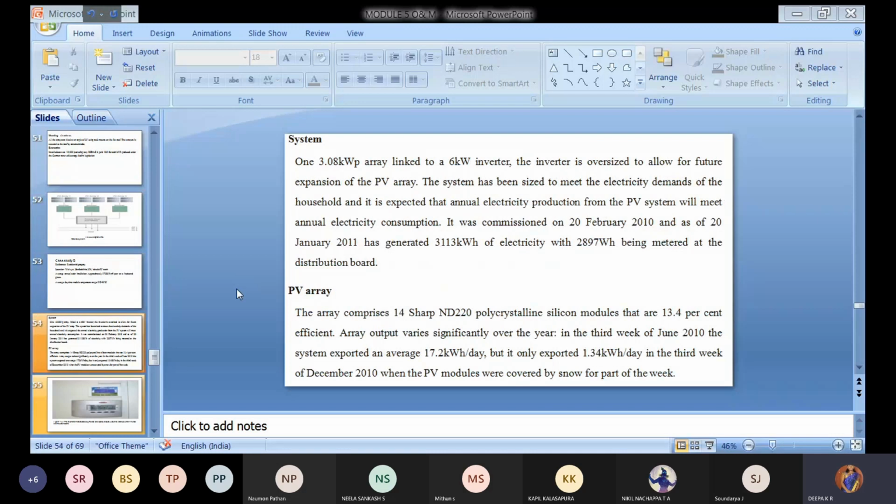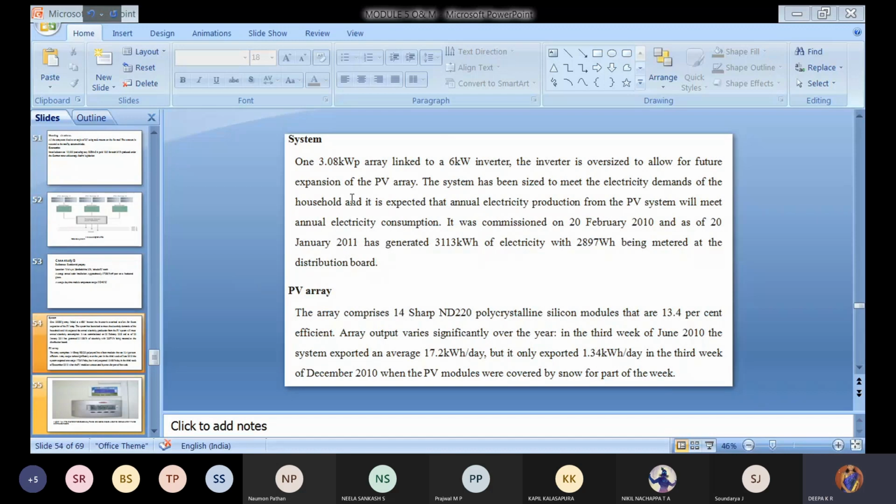We'll see to it. So one 3.08 kilowatt array is linked to a 6 kilowatt inverter, meaning this is the array capacity, and it is connected to an inverter of 6 kilowatt. The inverter is oversized to allow for further expansion of the PV array, because initially for residential use we first go for a trial version, and if you feel it is better then you can go for the extension. That's what they say. Initially you take the oversized inverter in case you want to extend the PV array system, and the system has been sized to meet the electrical demands of the household.